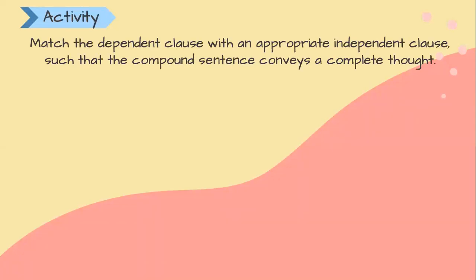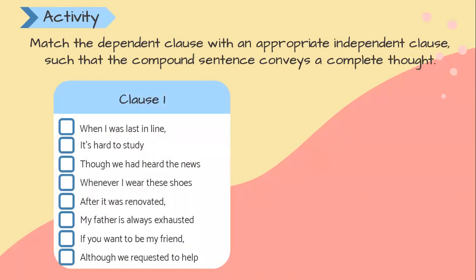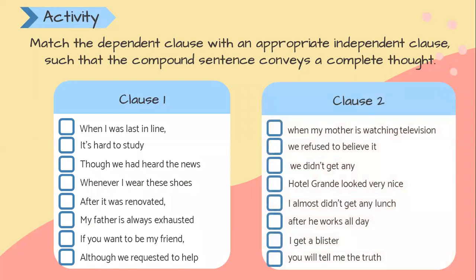Let's move towards another activity. I'm going to give you a list of clauses and you are going to match the dependent clause with an appropriate independent clause so that the sentence would convey a complete thought. This is clause 1. It can be either independent or dependent. This is the list of clause 2. It could also be either independent or dependent. I would recommend you to now pause the video and try to solve this and match the correct ones in your rough copy. Then I have the answers ready for you.